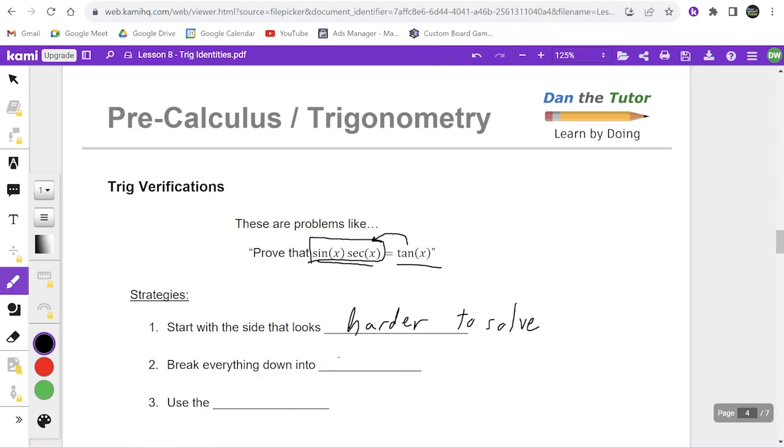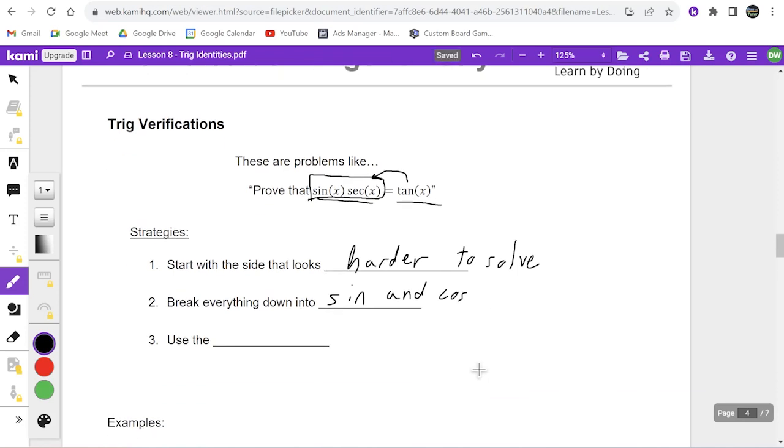Strategy number 2, break up everything into sine and cosine. We mentioned that on the last page. And the reason we do that is because once you're in sine and cosine, that's like your building blocks. If you've taken chemistry before, you know how you have compounds like hydrofluoric acid or any kind of compound. All the compounds break down to elements, basically. Well, sine and cosine are your elements, and you can make a ton of compounds with your elements.